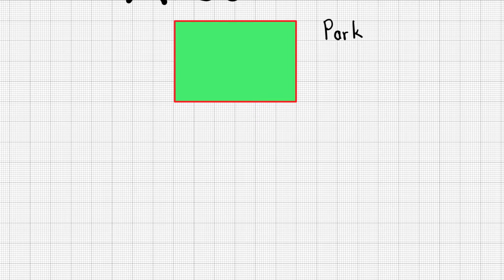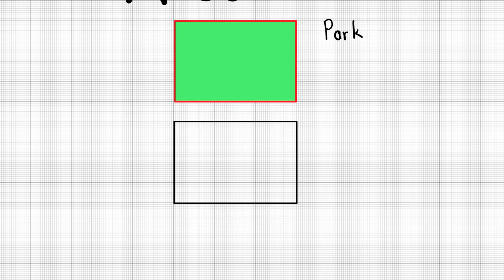How many squares does this park have? The first thing that you should have noticed is that this is the shape of a rectangle. And of course, there are always some methods that are easier than other ones. The first one that you can try is to count every single square that you have.